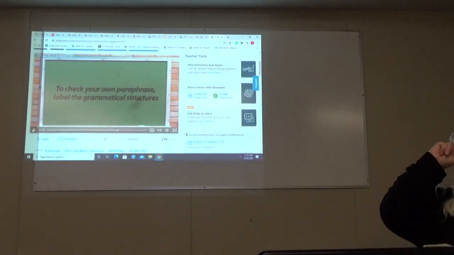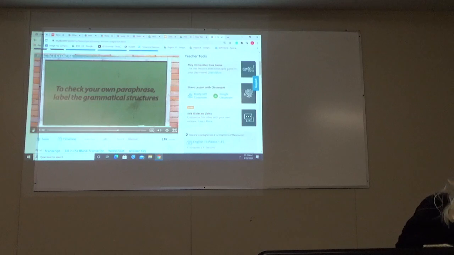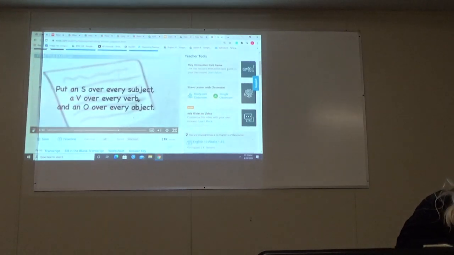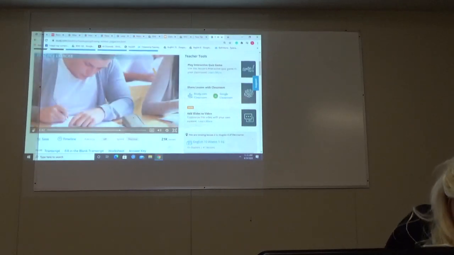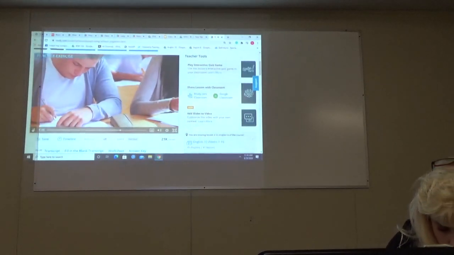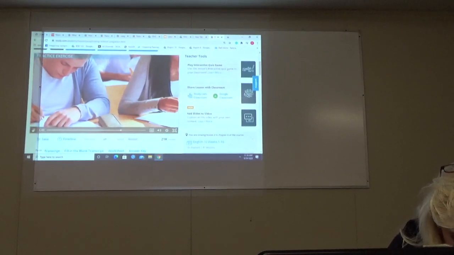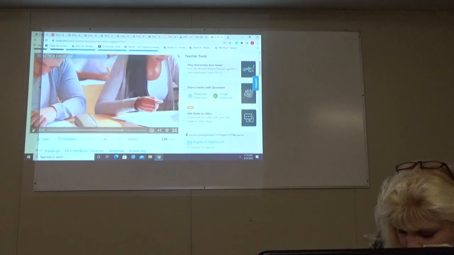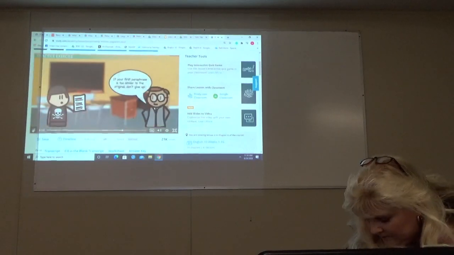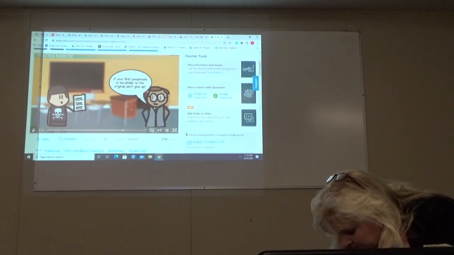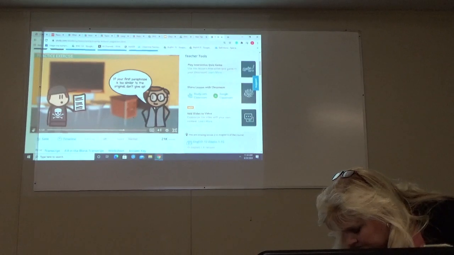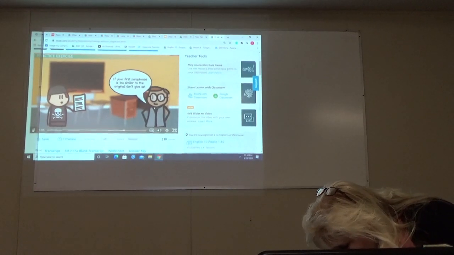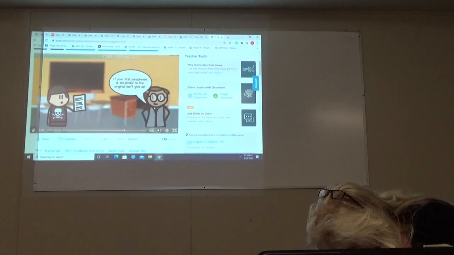To check your own paraphrase, label the grammatical structures. Put an S over every subject, a V over every verb, and an O over every object. Mark subordinate clauses and prepositional phrases with underlines. Do the same for the original and compare the two. They should look noticeably different. If your paraphrase is too similar to the original, don't give up. Keep practicing with different quotations and sentences, and you'll get better with experience.